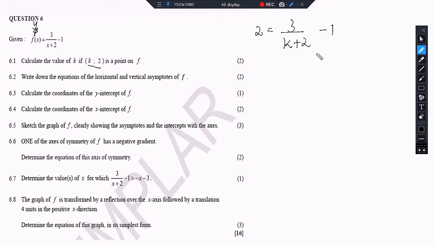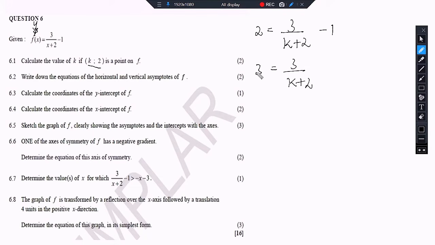Now at this point, you need to be very careful. A lot of you make the mistake of first cross multiplying here, but the first thing you should do is take this negative 1 and transpose it over to the other side. When solving this type of question, the first step is always to take the constant and transpose it over to the other side, and then you can cross multiply. So we have 2. The negative 1 will jump over to that side. It becomes positive 1. So what is 2 plus 1? It's 3. And then this is 3 over k plus 2.